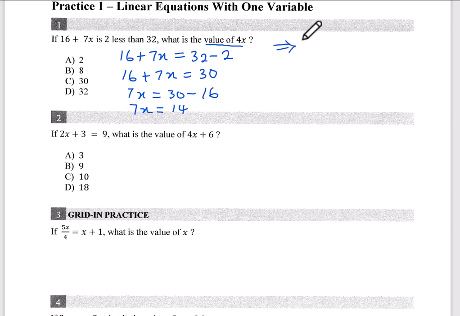So you can divide both sides by 7 because that's the coefficient. Divide both sides by 7. So 14 divided by 7. The 7's cancel out, and x is 2. 7 here is 1 and 7 here is 2.